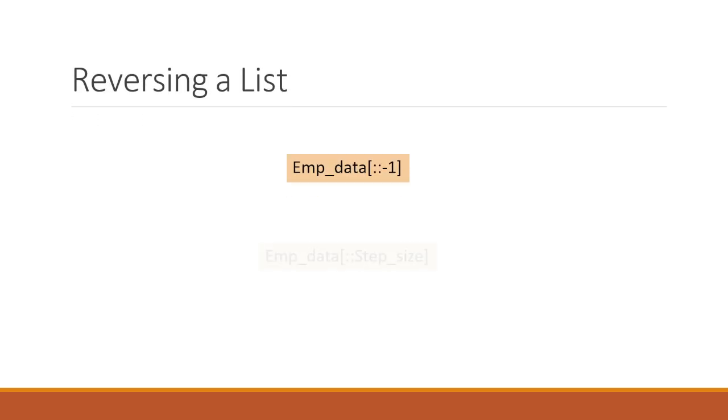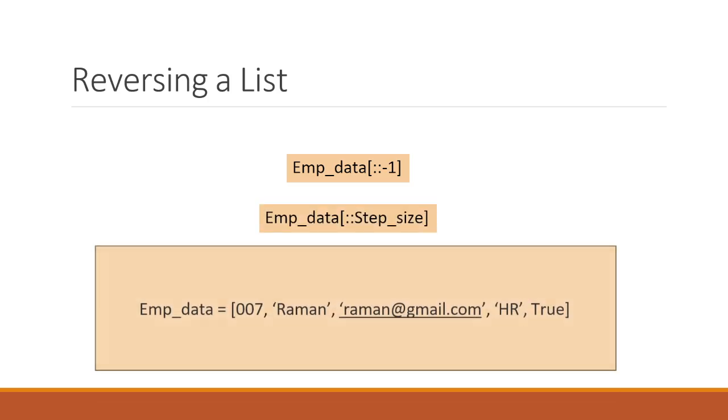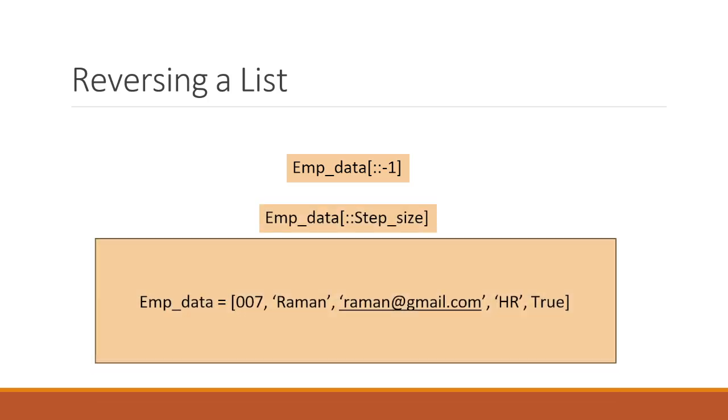Reversing a list. Here we have one method, reversing a list using negative list slicing. If you want to reverse your list, by default the step value will increase by 1. But if you give minus 1, then by default it will start from minus 1 and decrease: minus 2, minus 3, minus 4.